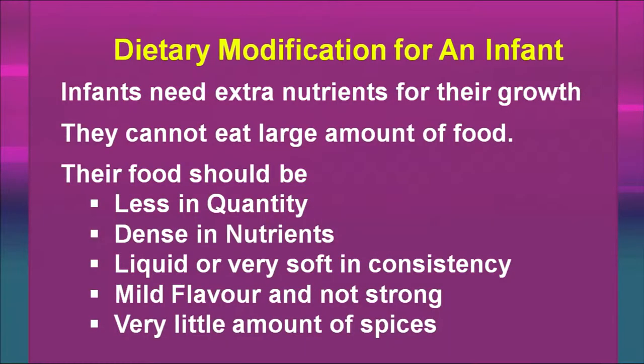Let us see the infant. Normally, till the age of 6 months, mother's milk is advisable. Thereafter, it is not enough. So, what is needed? Infants need extra nutrient for their growth. They cannot eat large amount of food. So, their food should be less in quantity, dense in nutrients, liquid or very soft in consistency, mild flavor and not so strong, and very little amount of spices like just sugar or salt or whatever the family meal. And that we are talking about the food after 6 months of the age.